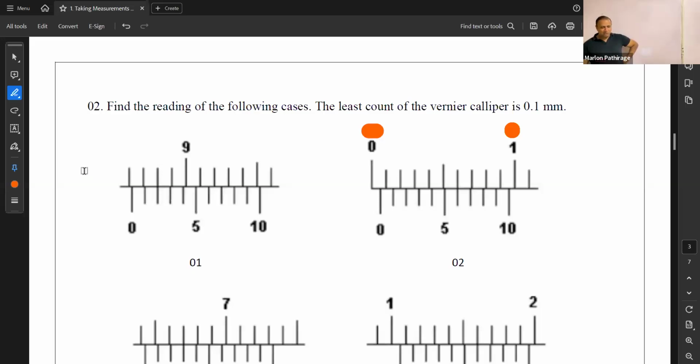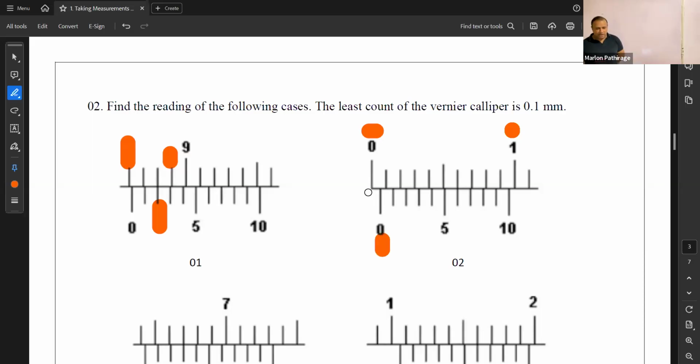Therefore the 8th division is not there. It is not mentioned. So this one should be 8.9, 8.8, 8.6. Therefore this one should be 8.6. Therefore, we can read up to 86 millimeter using the main scale. Then the coincide line is this one. Therefore, 86.2 is the answer. Then the second question, now the vernier scale is there.